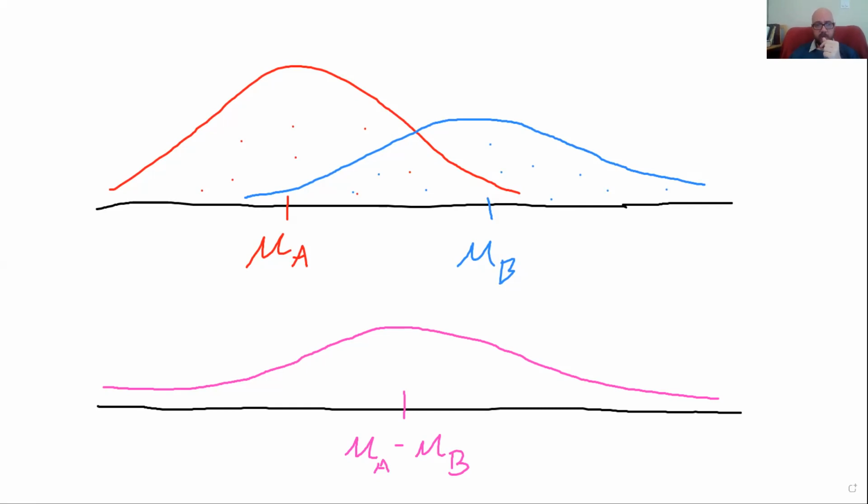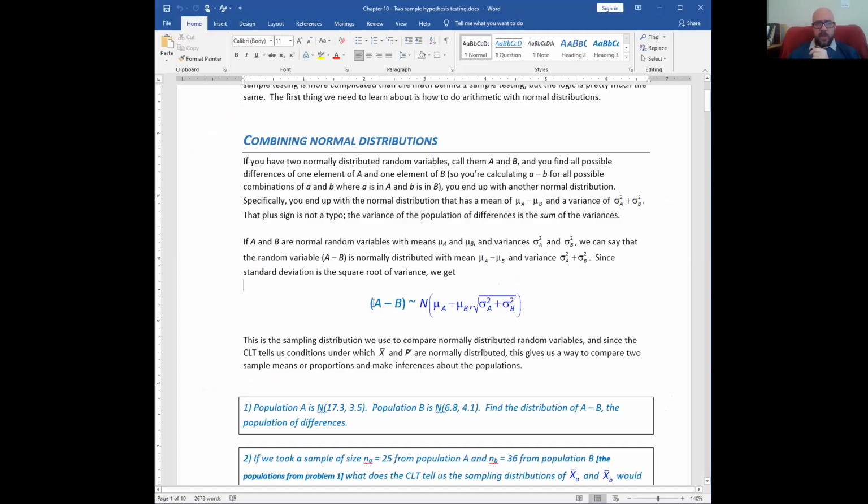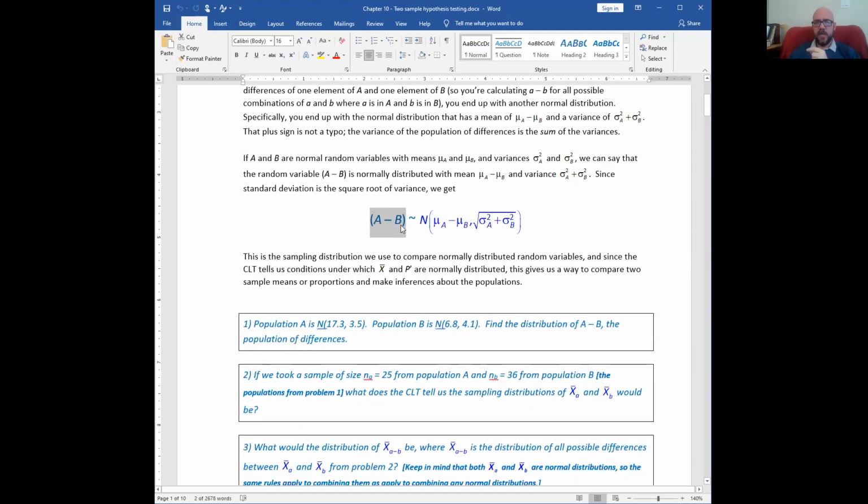I actually pointed it out earlier, right here. So if A and B are both normal distributions, then the distribution of all the differences of elements in A minus elements in B is approximately normal, with a mean of mu A minus mu B. So the mean of the differences is the difference of the means, and a standard deviation of this.